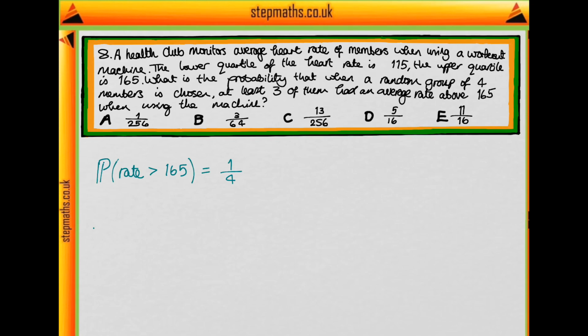Well, this is going to be a quarter because our upper quartile is 165, so a quarter of the people will be above the upper quartile, so that's our probability.